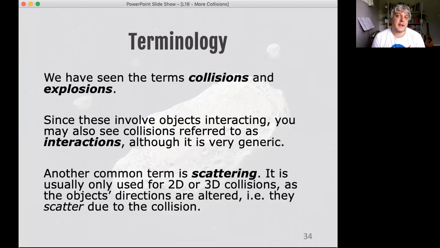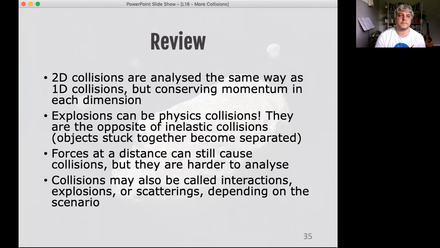Another common term is scattering, but it's only used for 2 or 3 dimensional problems, because what it means is the direction's changing. The objects scatter, right? To scatter things is just to spread them out in different directions. So when you've got 2 or 3 dimensional problems, then you can cause scattering via a collision. So that's just a bit of terminology, some words that you may see pop up, but generally if you see any of them, just treat it as a physics collision and do the analysis accordingly.